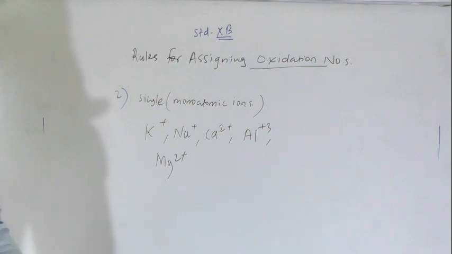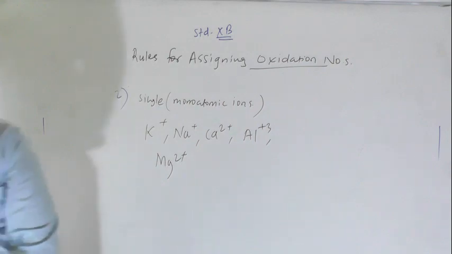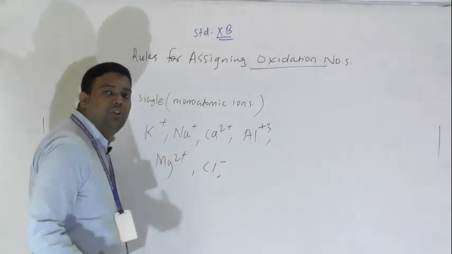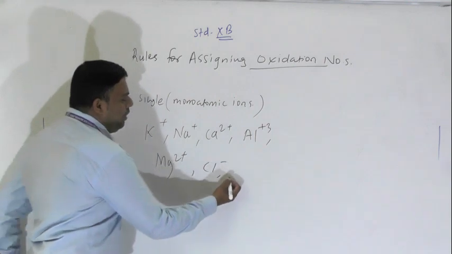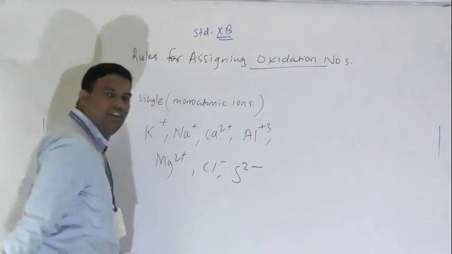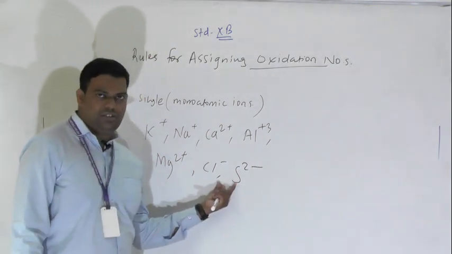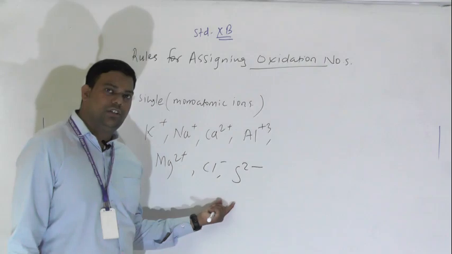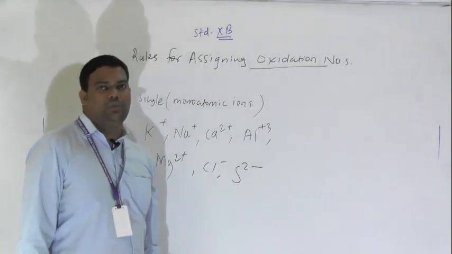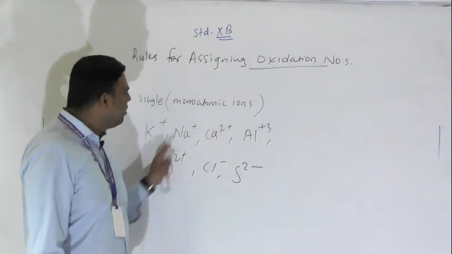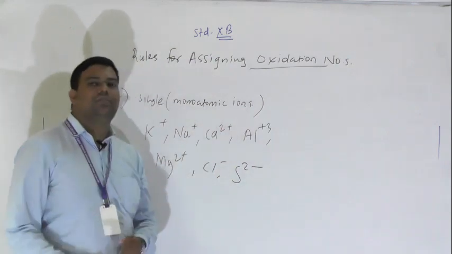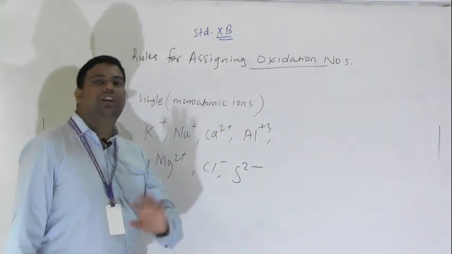You may also mention negatively charged ions, like Cl-, phosphide, and sulfide ion. This never changes. We saw in the compound H2S that sulfur is -2. So these are single monoatomic ions, and their oxidation number or charge never changes.